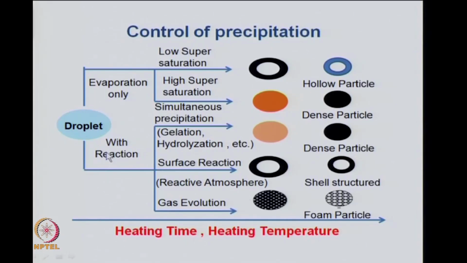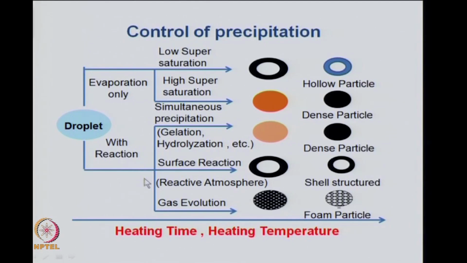However, if there is a reaction, say there are surface hydroxyl groups which bond to each other, in that case, if you have a surface reaction, then again you form a shell on the surface. If you sinter it, you get the particle with a shell structure. If there is gelation or hydrolyzation, something happens to the whole particle, then you will get a solid particle which on sintering will give you a dense particle. So, if there is only surface reaction, then you get this kind of a shell structure, but if you have gelation or hydrolysis, then you get a dense particle.